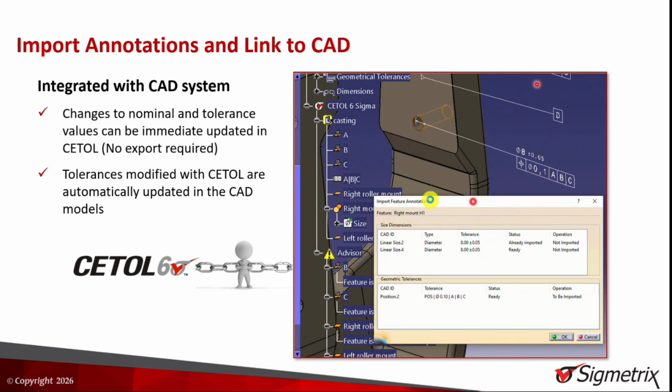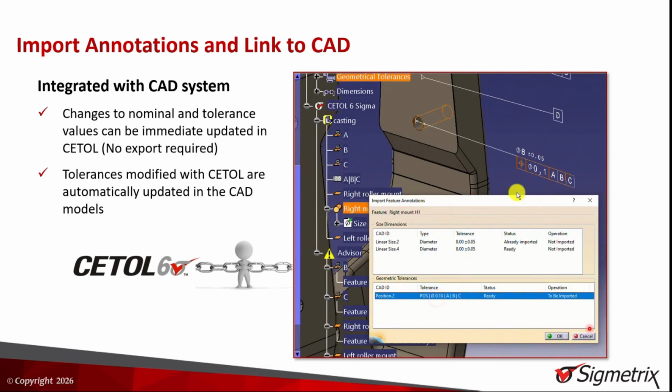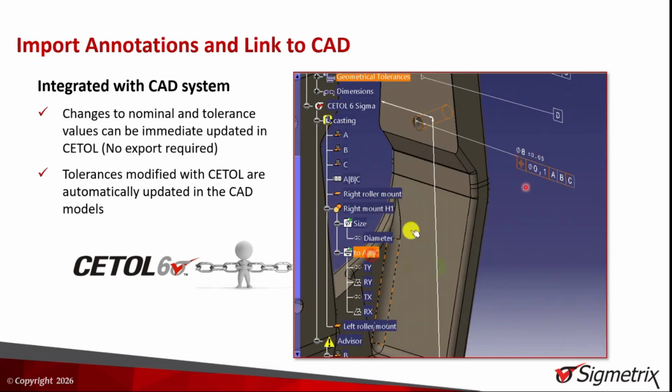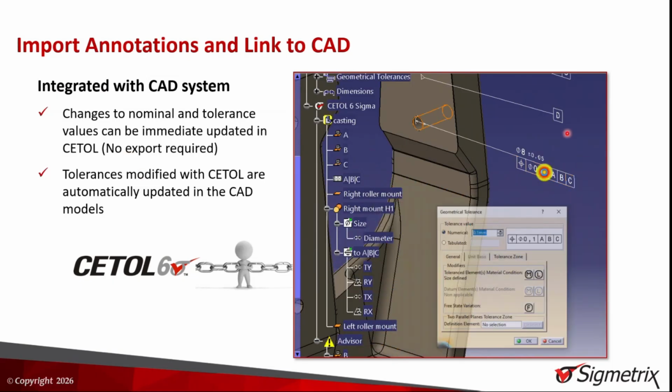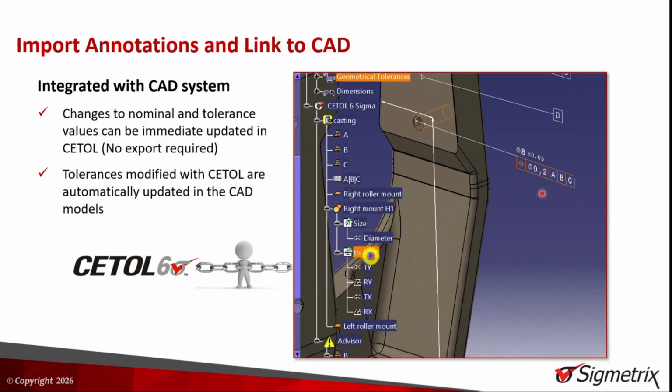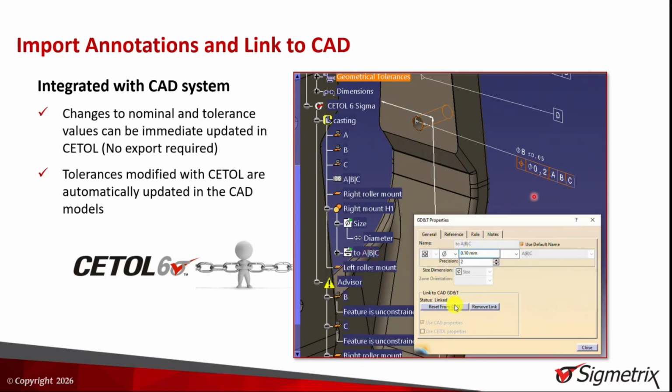And this is an example of the CATIA environment. We are able to import the MBD, model-based definition, into CETOL. So the window here is showing that it's capturing the MBD, and we are able to change the values inside CETOL.